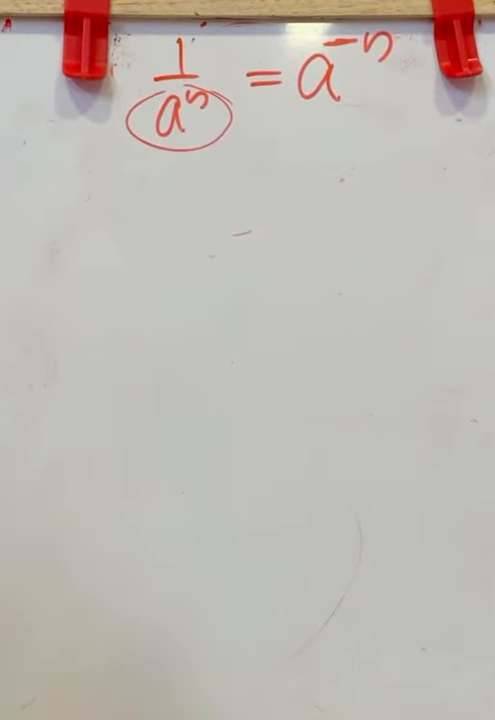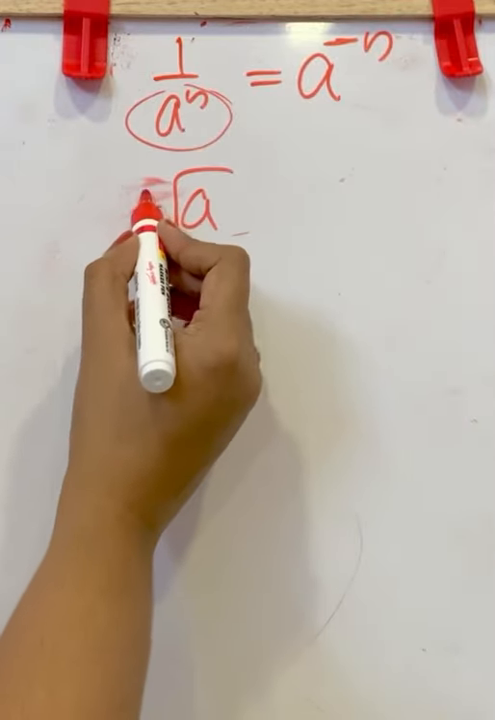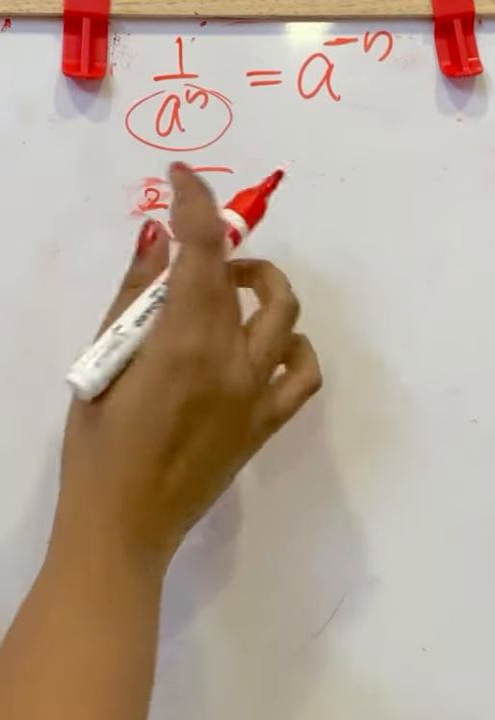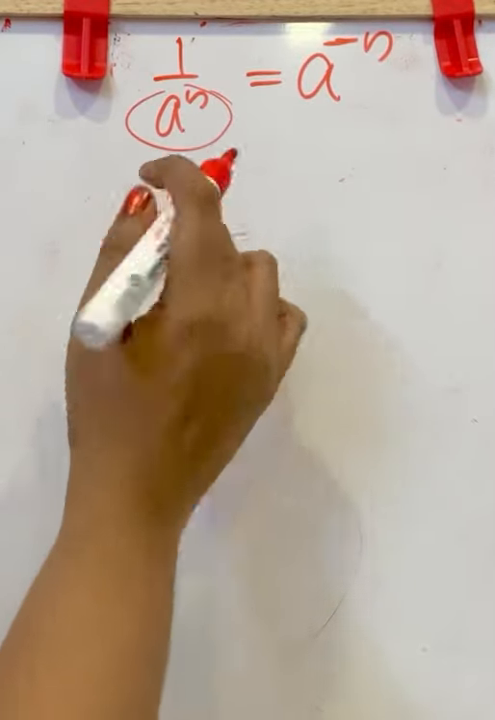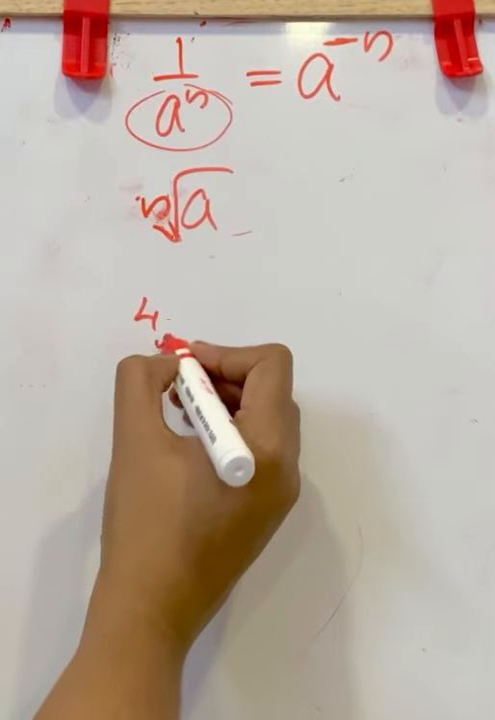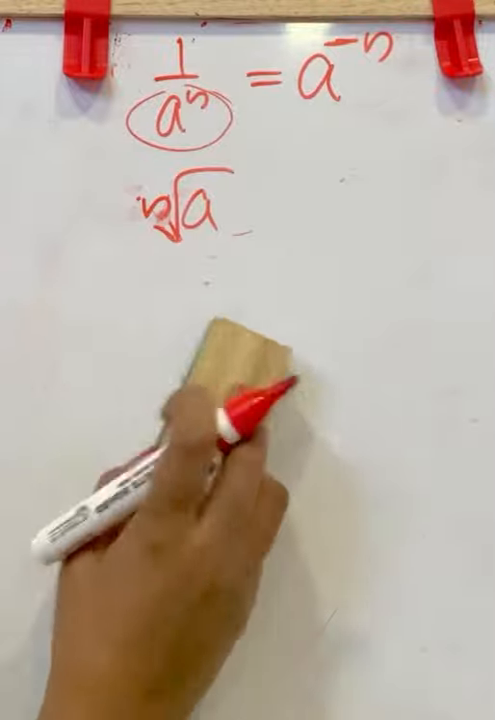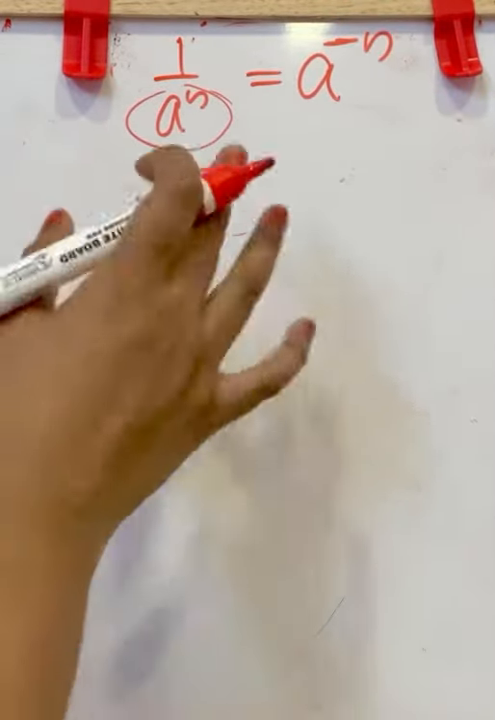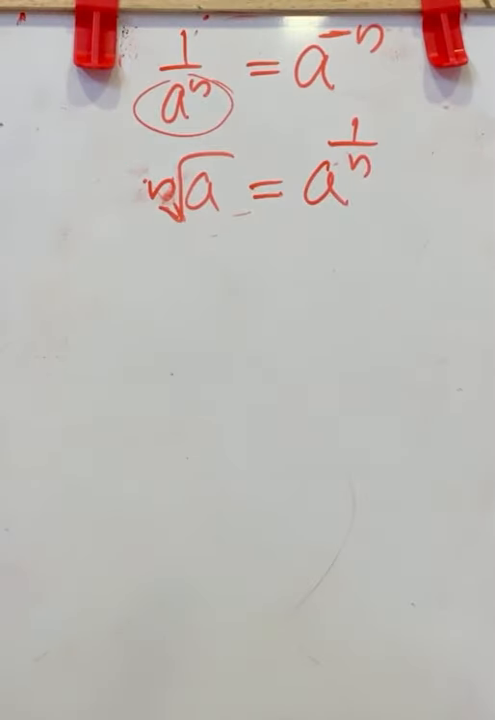Now next is square root, that is the root a. It can be written like this also, square root. Now cube root, how will you write? Cube root. For nth root, we can write it as n root, that is 4th root a or 5th root a. So we can generalize it as nth root a is equal to a raised to 1 by n.